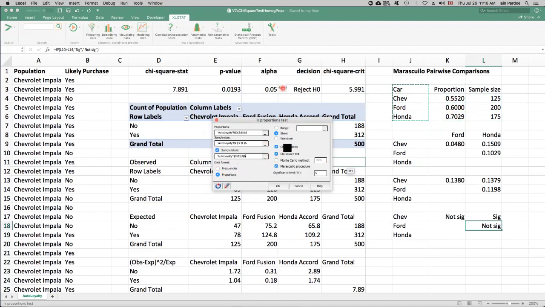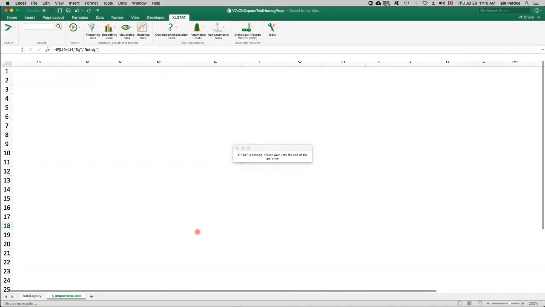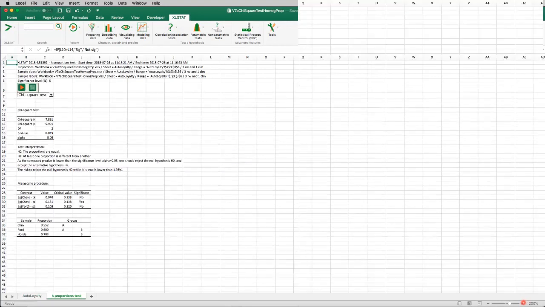And I've got column labels, which is referring to these. And then I'm going to do a chi-squared test and also the Marascuilo procedure. So if I OK that, we'll see if we can match the numbers we got doing the analysis by hand.